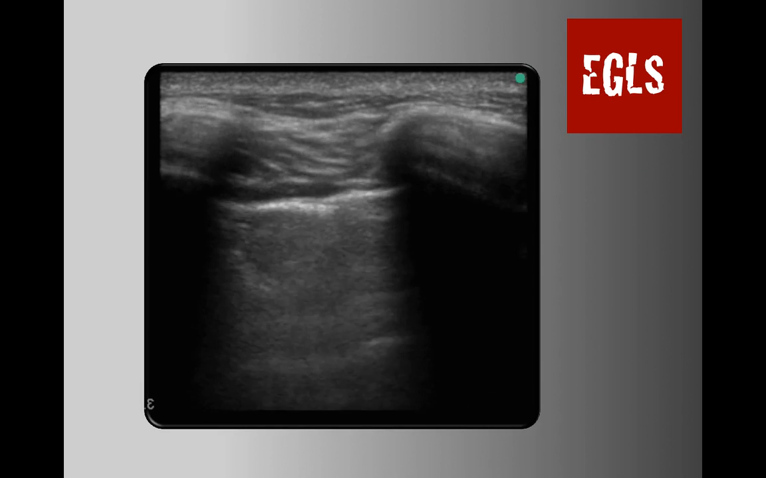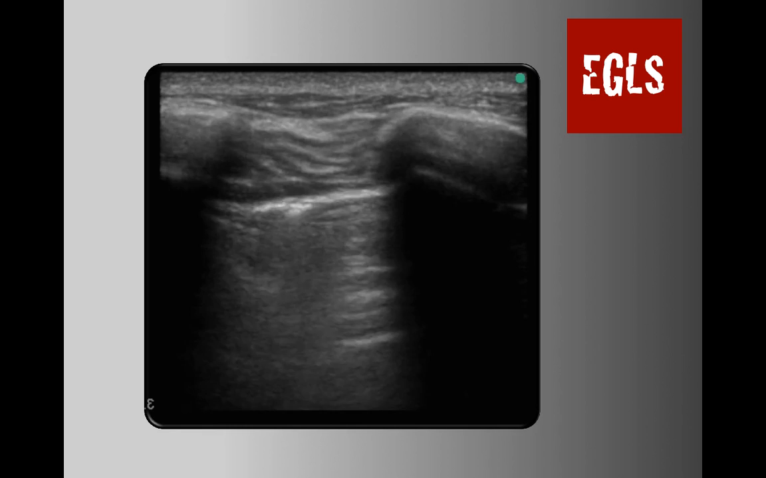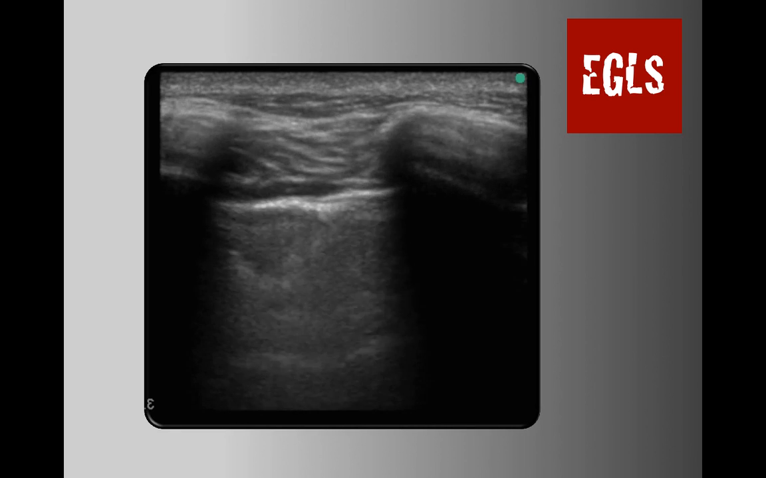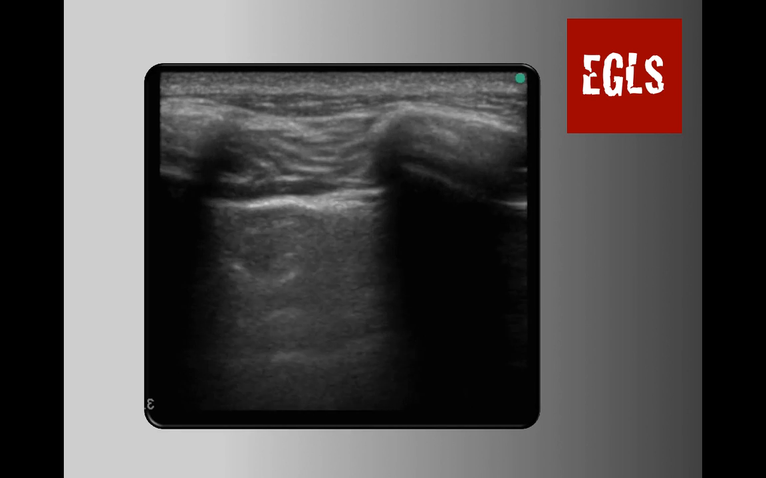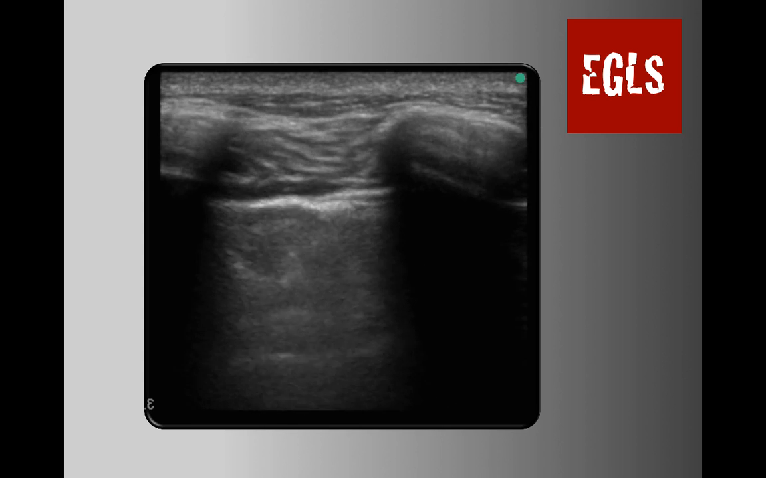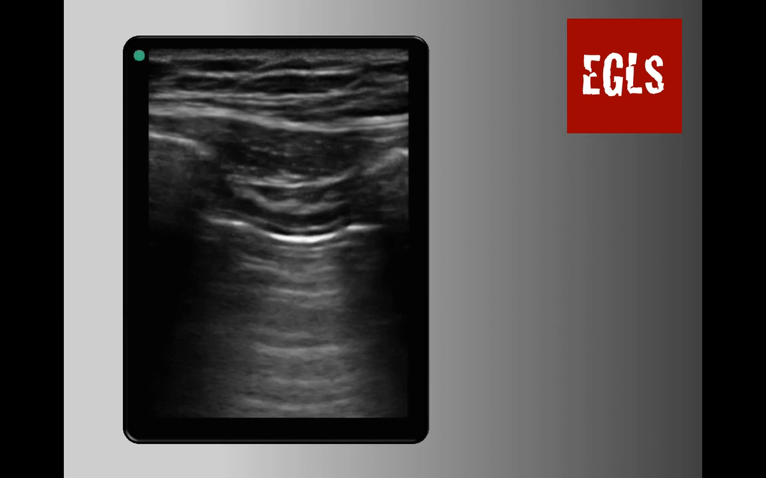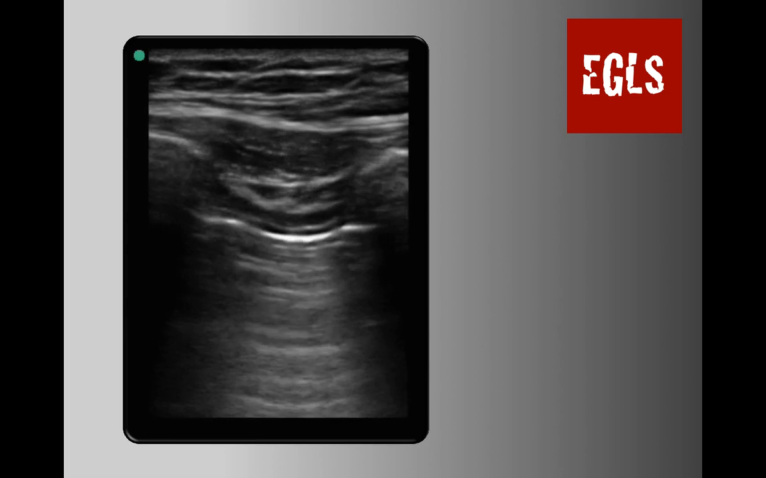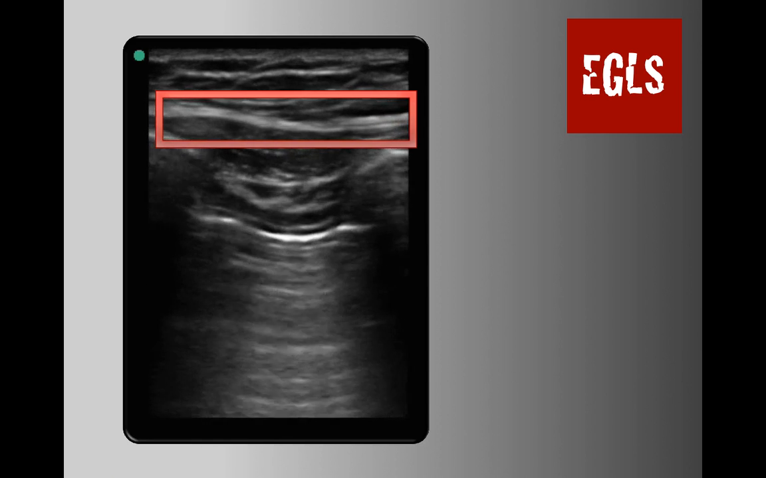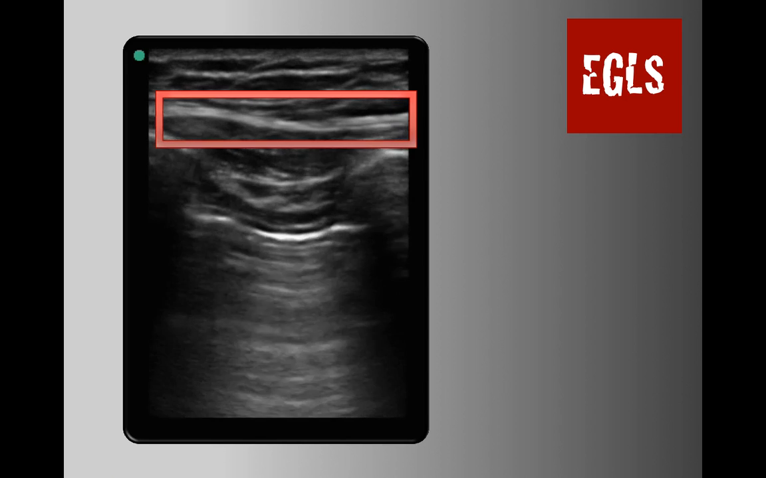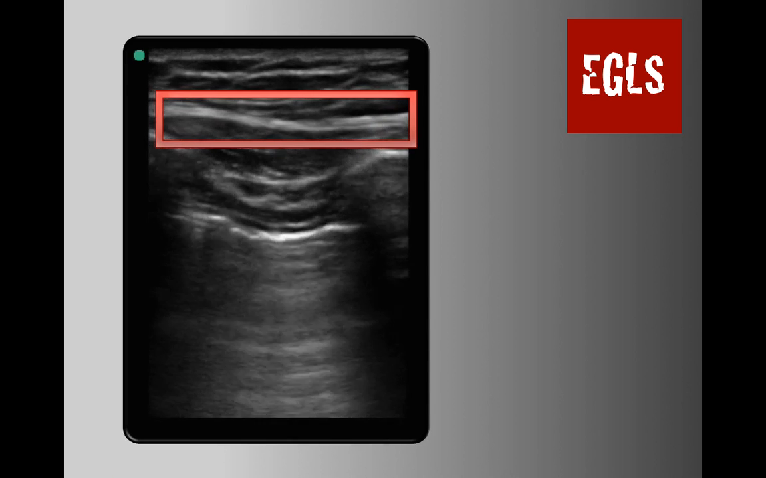Okay, so here's an example of lung point. You see on the left side of the screen, lung sliding comes in and then out as the patient exhales. Here, the same thing. It comes in, goes out, comes in, goes out. And it's always a bit easier when you do it yourself because you know where you should see lung sliding and where you shouldn't. Now, notice this line right here. It slides. Those are not the pleura.